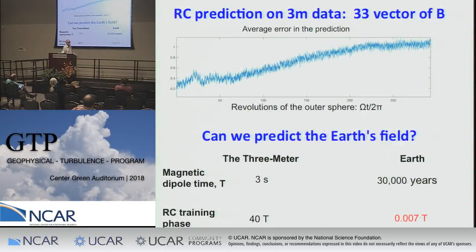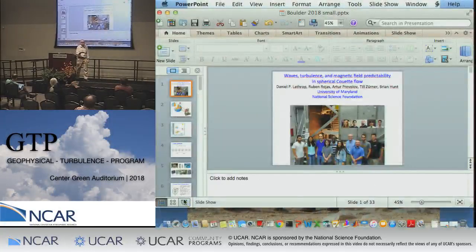Now, can we do this in the Earth? And this will be the last substantive slide. We trained in the experiment on a system with a 3-second magnetic dipole diffusion timescale for 20 magnetic diffusion timescales. So that's how much data we allowed it to observe. The Earth's magnetic dipole timescale is 30,000 years, but of the high-resolution data we have, high L data for the Earth, we have only about 0.007 T available. So it's quite likely that we just don't have a long enough time record of the Earth's magnetic field to get a tool like this to successfully predict. But this is an open question that we continue to ponder. And I'll just stop there.